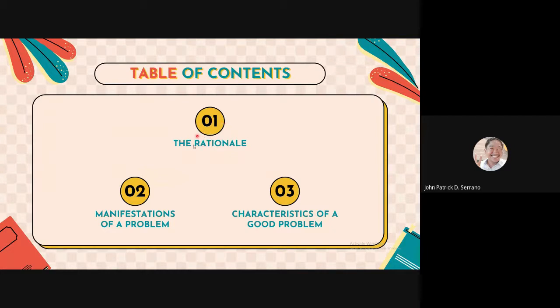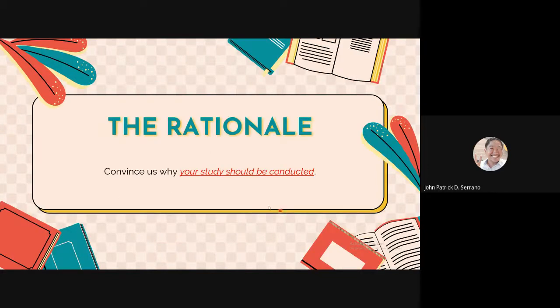Particularly, let's talk about the rationale. Ito yung first part po ng inyong proposal kung tutuusin. The rationale, the manifestations of a problem, and the characteristics of a good problem. So whenever we're talking about the rationale, you need to convince us why your study should be conducted.